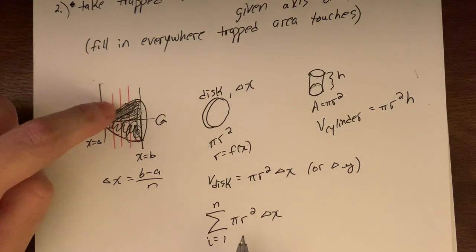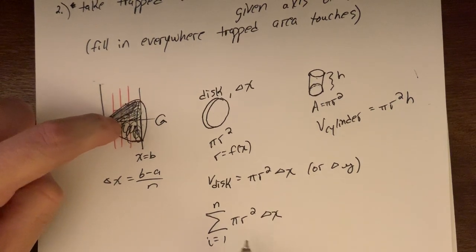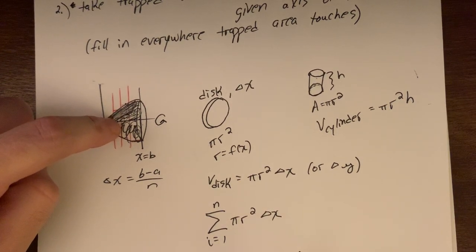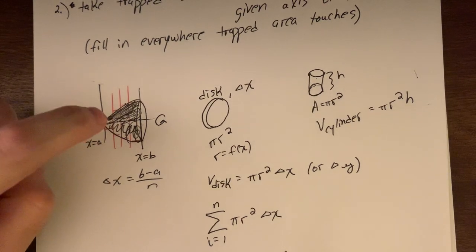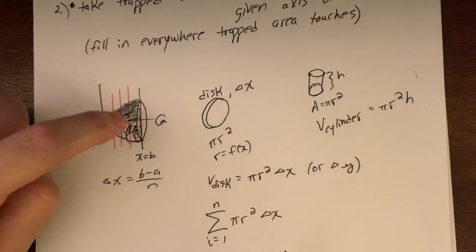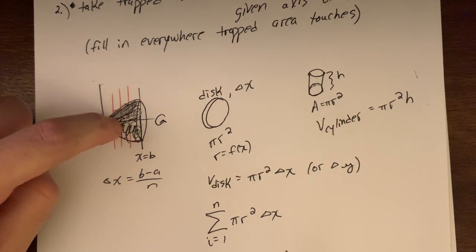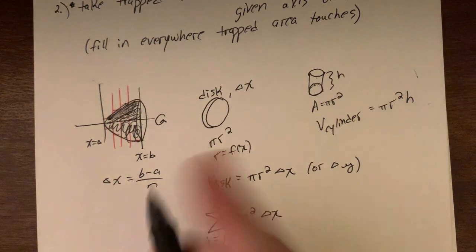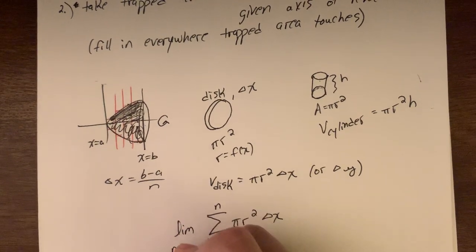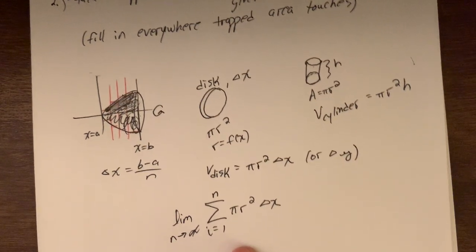How do I go from an approximate on the volume of this figure to the exact? It's the same thing we did with area. The more cuts that I make, the more chops that I make, the more discs that I chop this into, the closer I'll get to the actual final volume. So when I take the limit as n approaches infinity, that is our full formula.